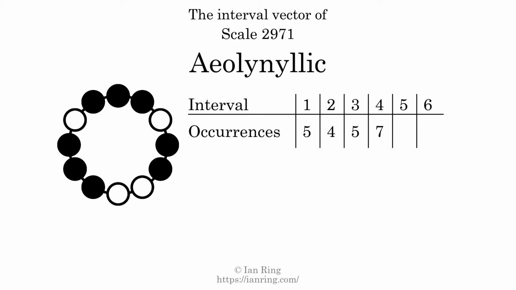There are 7 intervals with the size of 4 semitones. They are here, here, here, here, here, here, and here. There are 5 intervals with the size of 5 semitones. They are here, here, here, here, and here. There are 2 intervals with the size of 6 semitones. They are here, and here. Each interval does not appear in this scale a unique number of times, so this is not a deep scale.